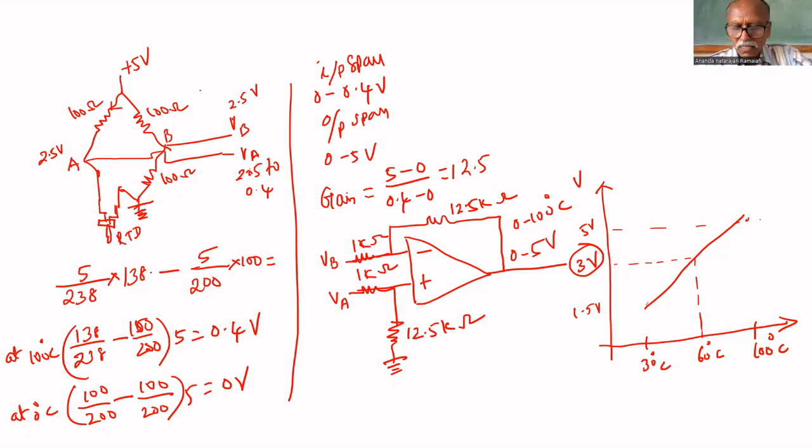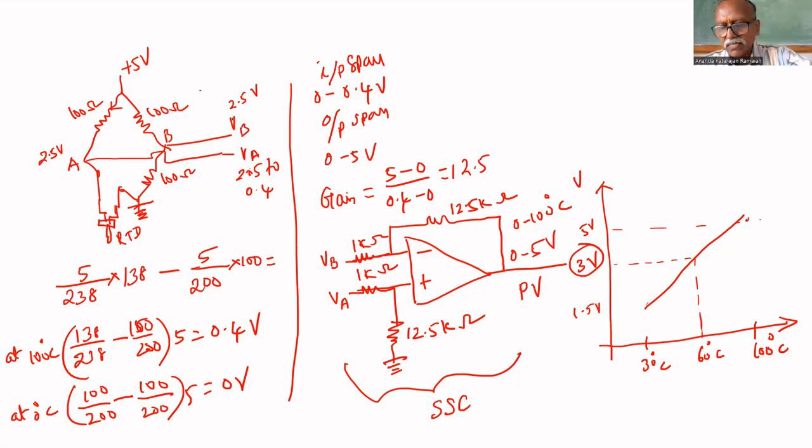So this RTD is connected here. The output of this bridge is 0 to 0.4. That is given here, to the differential amplifier. This part is the signal conditioning circuit. The output is 0 to 5 volt. This is the process variable.